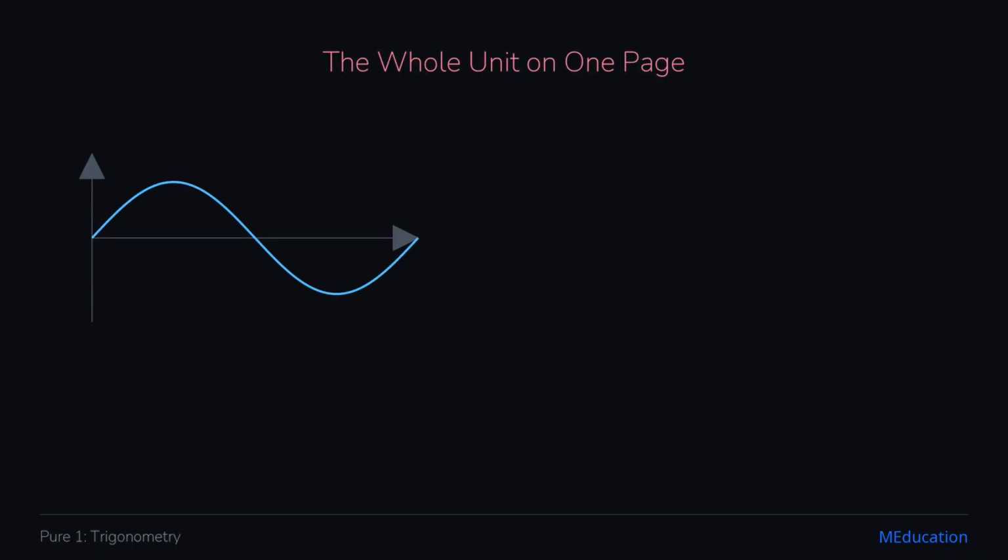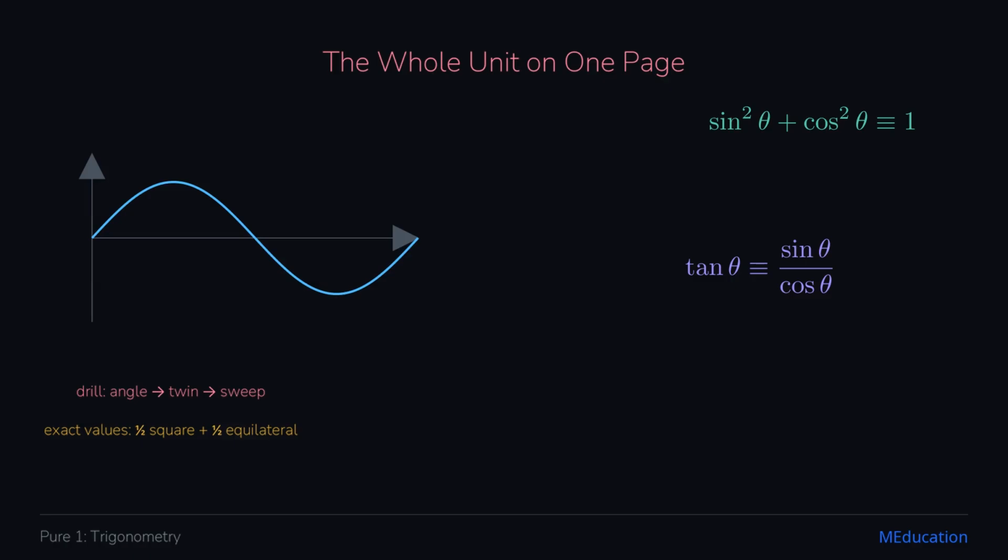Here is the entire unit as one poster. The skeleton, one wave repeating forever, three ratios that read the triangle, and two identities that let you rewrite anything. If you can redraw this page from memory, you own the theory side of trigonometry.